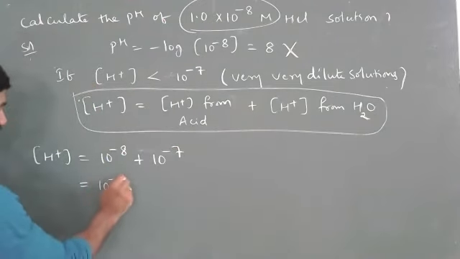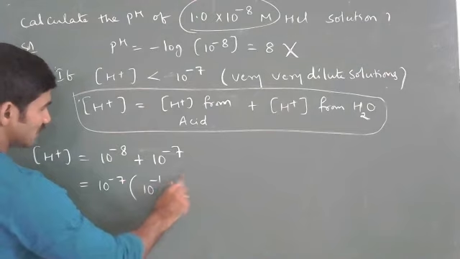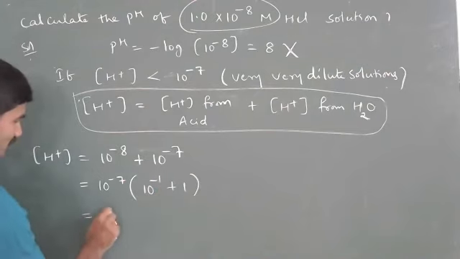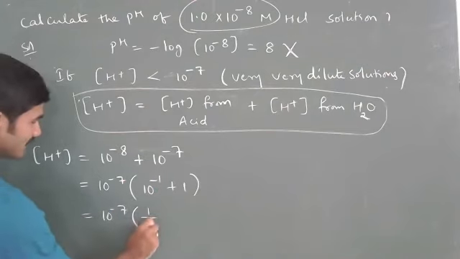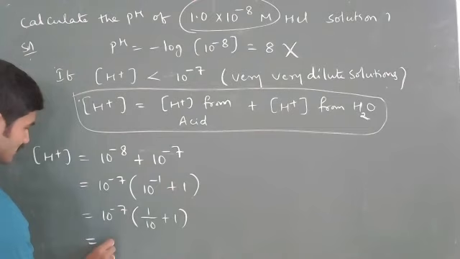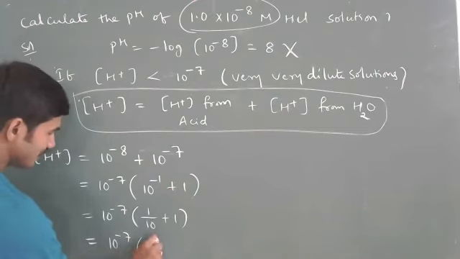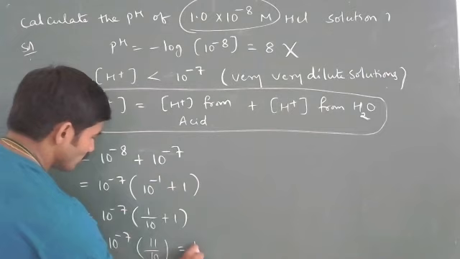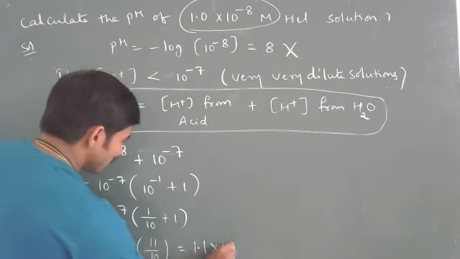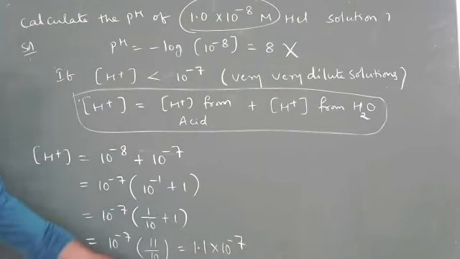So take 10⁻⁷ common in this. So 10⁻¹ plus 1. So I'll get 10⁻⁷ into 1 by 10 plus 1. We simplify this. 10⁻⁷ into 11 by 10. So that is equal to 1.1 into 10⁻⁷. So this is the H plus concentration we have to take into the formula.